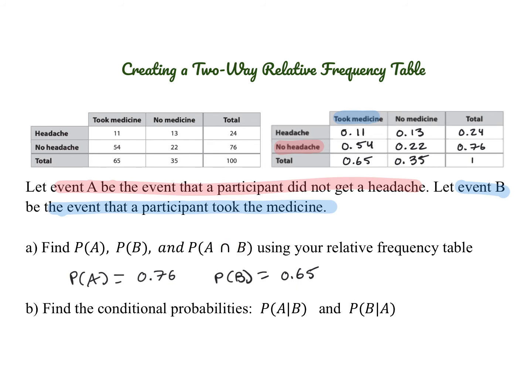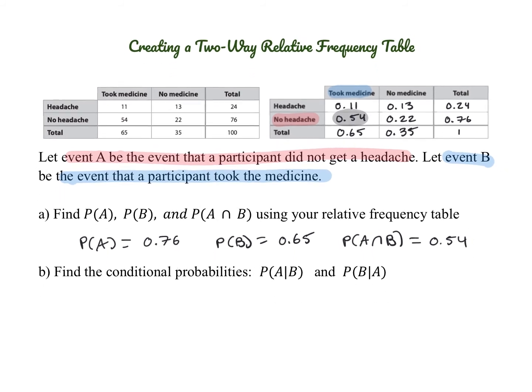So here, that would just be in this box, right here. And again, since we've already divided it by the total number, this is that probability. So the probability of events A and B is 0.54.